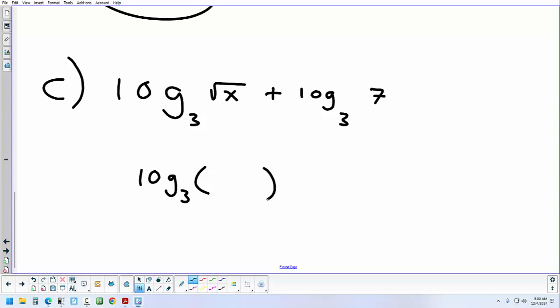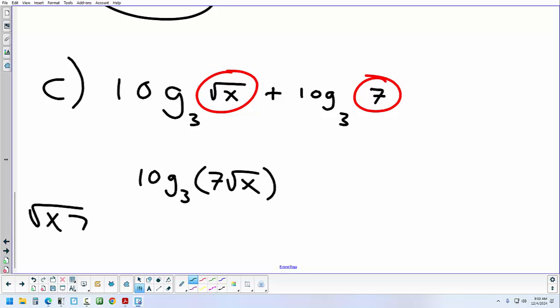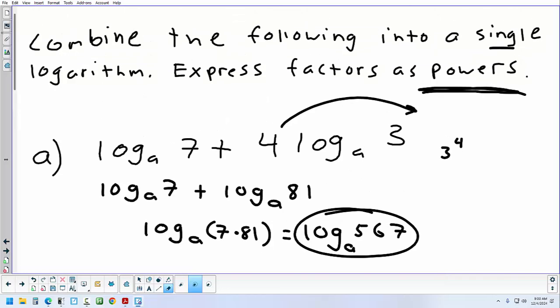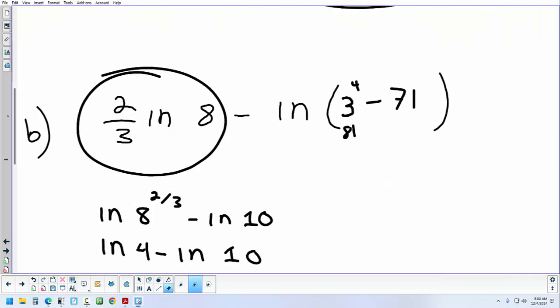Now we've got addition. When you recombine addition, what does that turn into? Multiplication. So we're going to multiply this times this. It doesn't matter the order, right? I'm going to do 7 times the square root of x. The reason I put the 7 in front is because if I do this, to me that looks confusing. I can't really tell, is the 7 under the square root or not? If you put it in front, then it eliminates that problem. It's not under it.